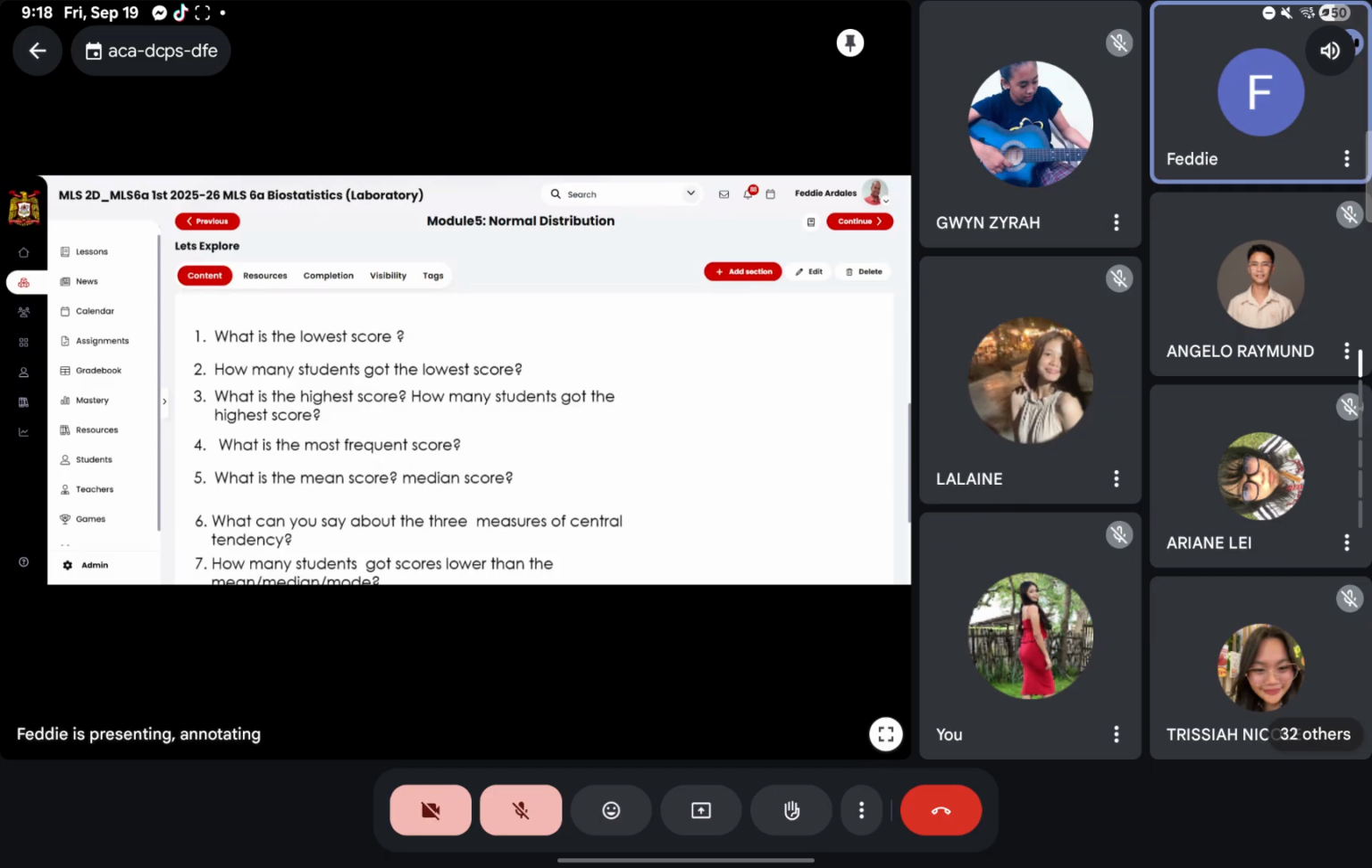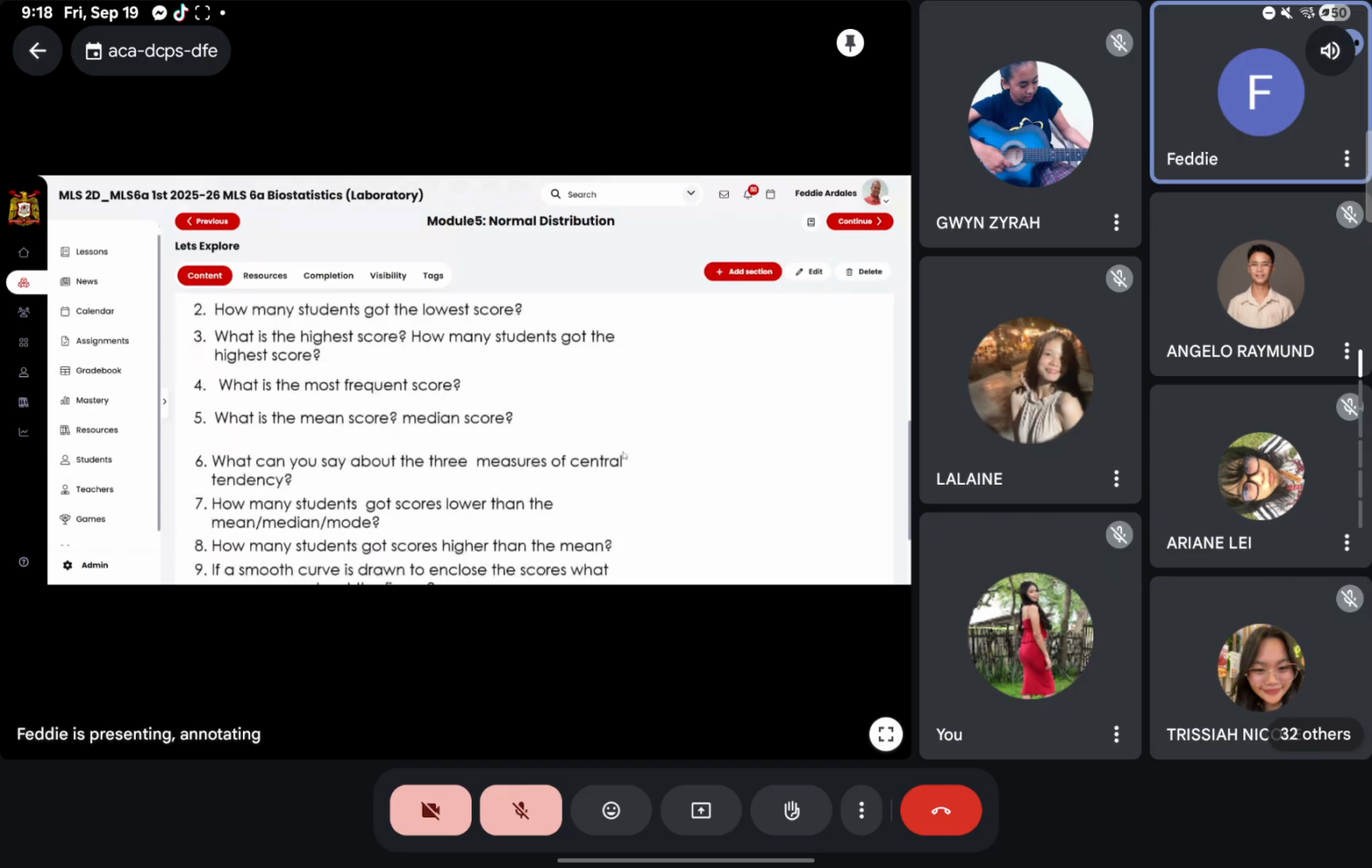All we have to do is compare this data with the following questions below. What is the lowest score? How many students got the lowest score? What is the highest score? How many students got the highest score? Using the data, what I did here was first transfer this into an Excel so that it would be easy to discuss. I want to show you this one.